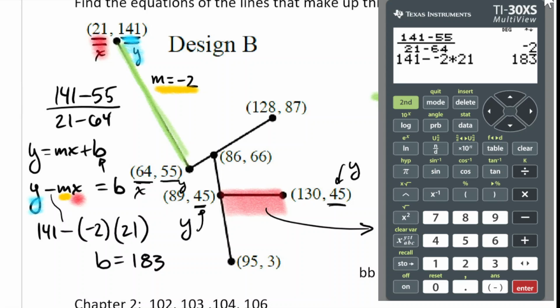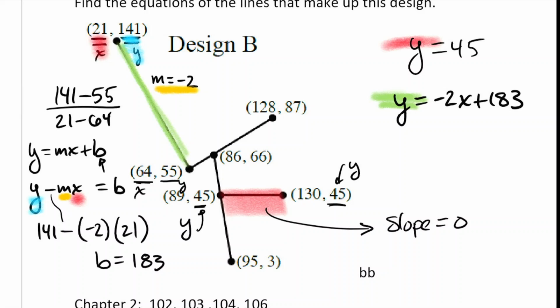Now, I just realized I'm writing that off to a place where you can't see that. Let me turn off the calculator. So there it is, right? y is equal to -2x plus 183. So that's a thing, right? I did that thing. How do I know if I'm right?